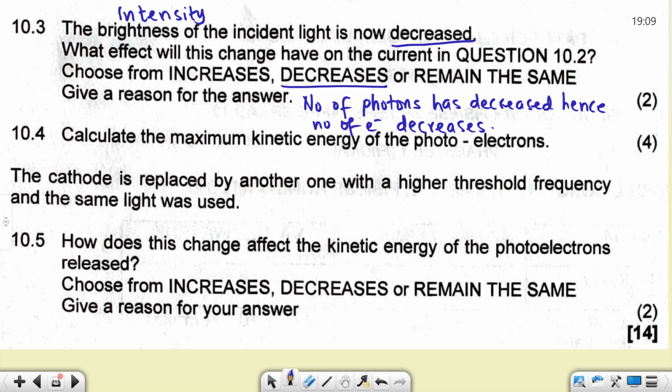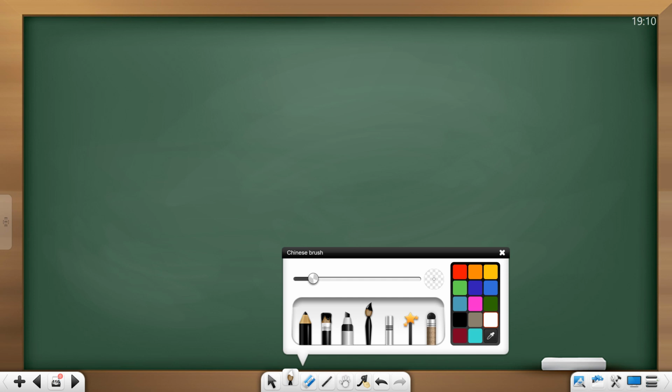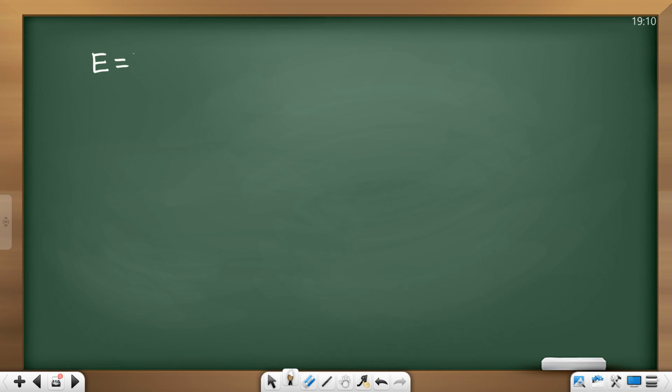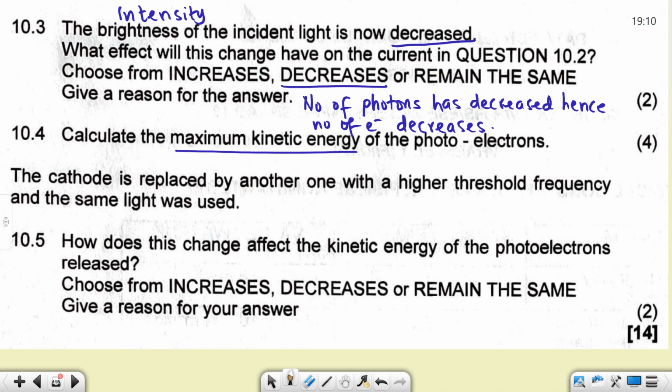Now, calculate the maximum kinetic energy. We are looking for EK. The only place I'm going to get EK would be E equals work function plus kinetic energy. Let's go check. What are the things that we have? Let's go back and check.